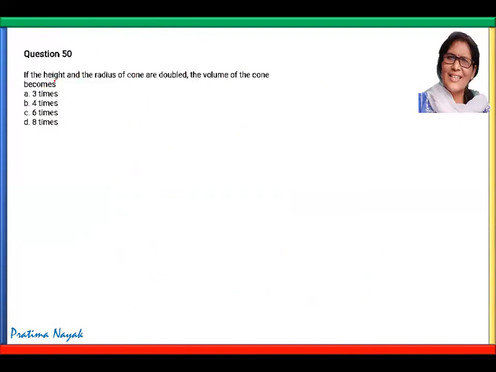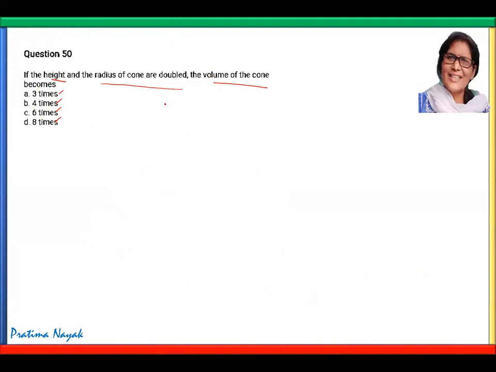Next, if the height and radius of a cone are doubled, then the volume of the cone becomes 3 times, 4 times, 6 times, 8 times. You can apply common sense here. You can write the answers. R is double, r square, so it will be 4 times. Then your height is double, then it will be again 2 times, so it will be 8 times is the answer. Let us write how to write the answer.